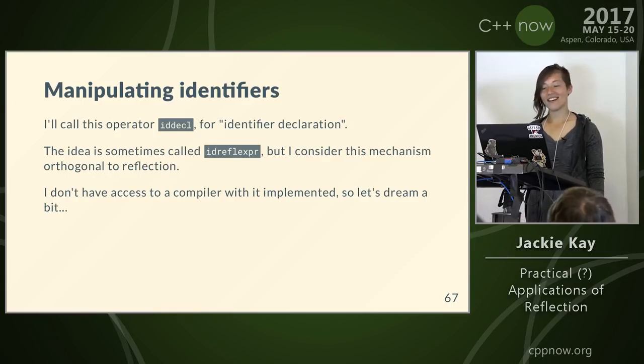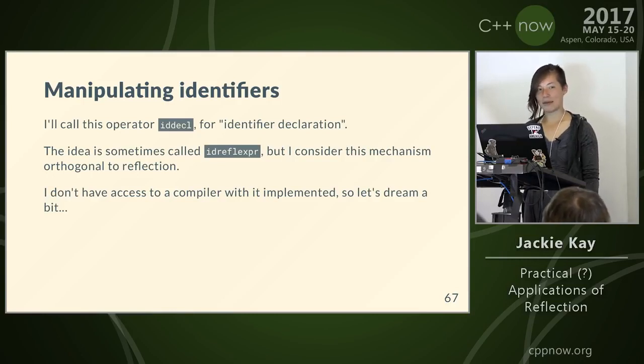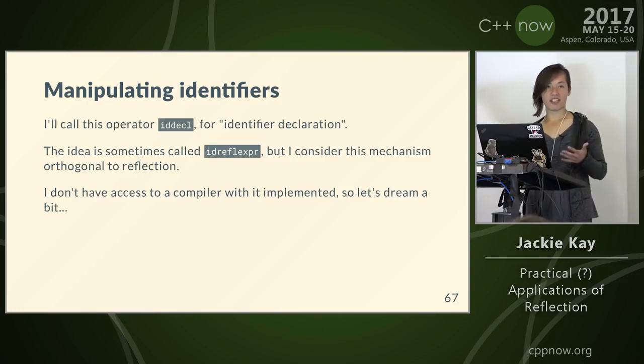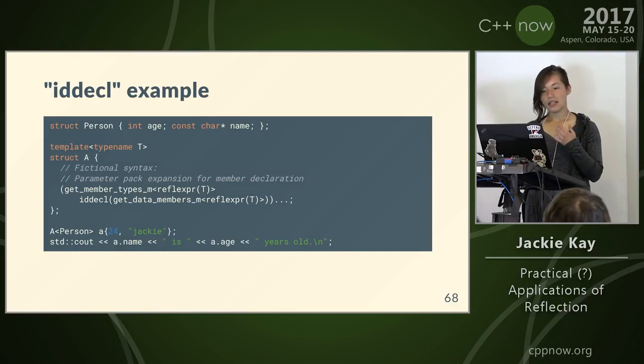Right. Yeah. So this is why I showed the D example in the beginning, because C++ currently has nothing that achieves what I'm about to show. So imagine we could use ID Decal, and given the data members resulting from reflection expression, what if you could actually pack expand that in a member declaration?